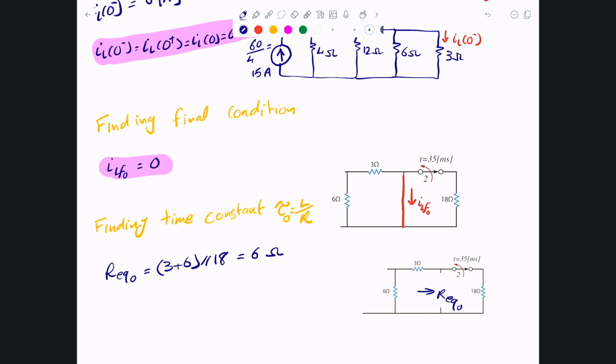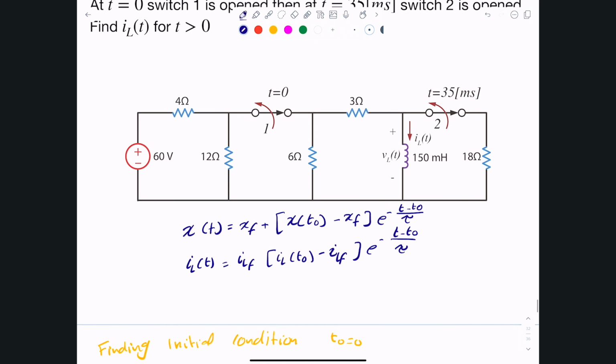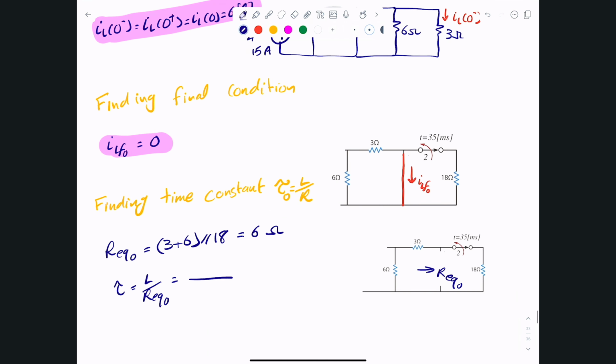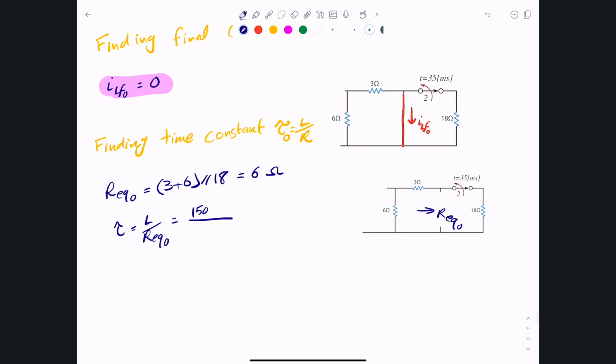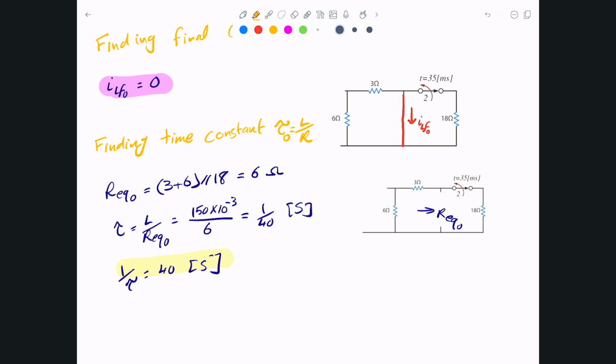All right, so R, well, that's not what we're looking for. We're looking for tau, which is simply L divided by R equivalent 0. The value of L is 150 millihenries. So 150 times 10 to the negative 3 divided by 6 equals 1 divided by 40 seconds. That means 1 divided by tau is just simply 40 seconds to the negative 1. So that's what we're looking for.